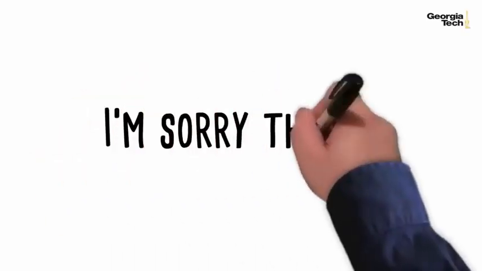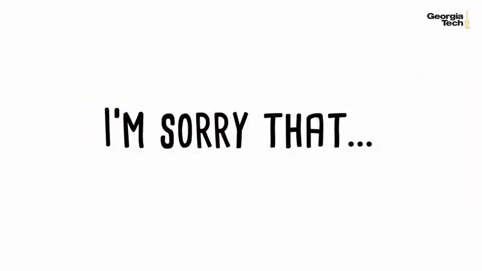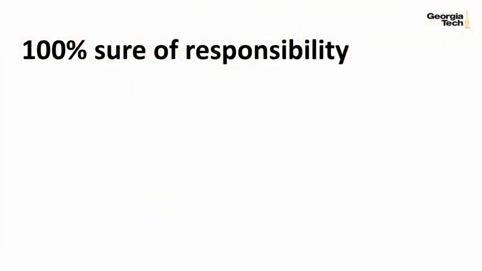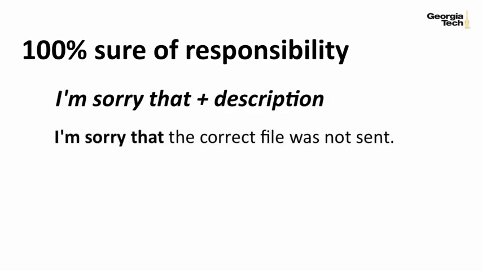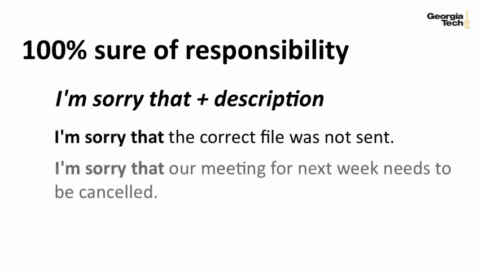Now, let's talk about the second expression using I'm sorry that. We use this type of sentence for writing an apology when we are 100% sure of our responsibility for a situation. Again, you will write I'm sorry followed by the word that plus a description of the mistake. Let's take a look at the following examples. I'm sorry that the correct file was not sent. I'm sorry that our meeting next week needs to be canceled.